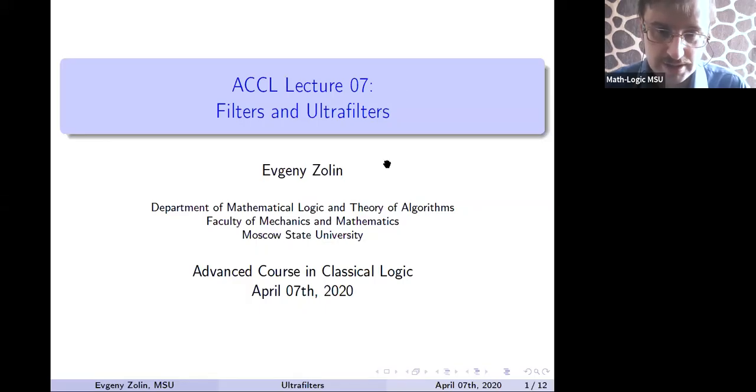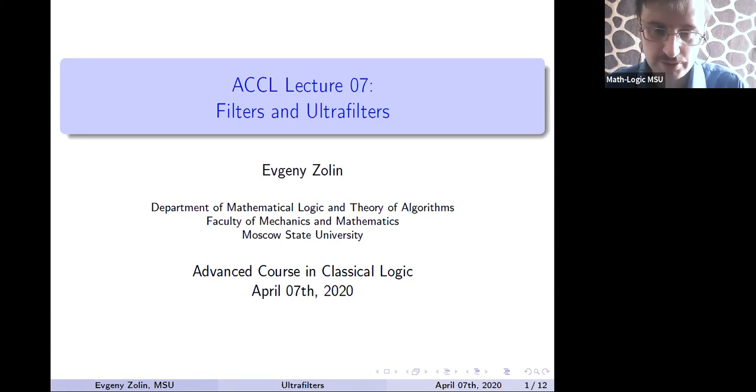So today is the 7th lecture on advanced course in classical logic. And today we consider a set theoretic construction, filter and ultrafilter. Ultrafilter is a special case of a filter. Most of the results of today's lecture are also valid in the setting of Boolean algebras, of arbitrary Boolean algebras.